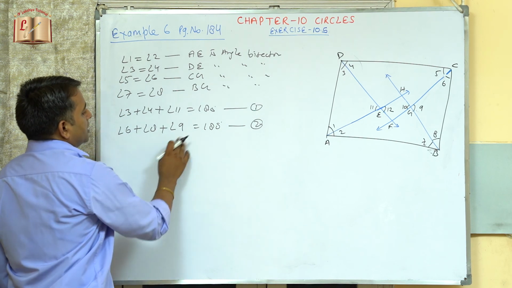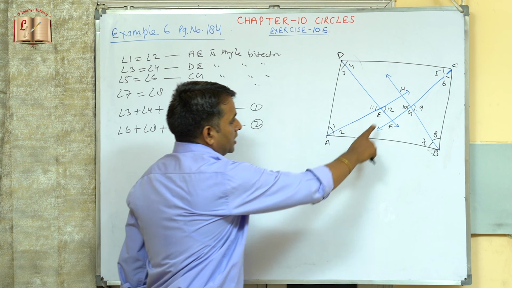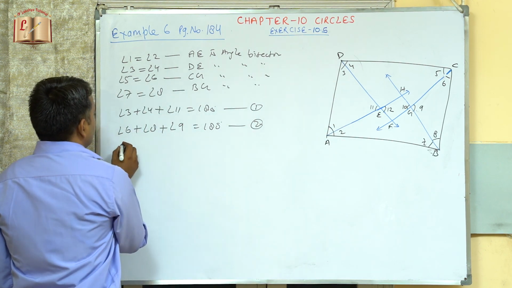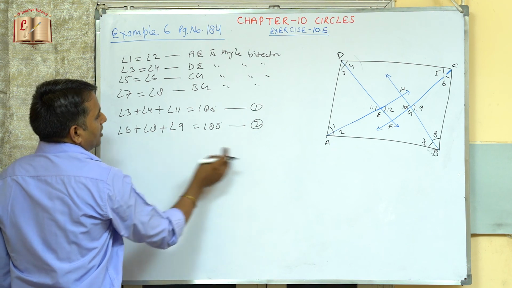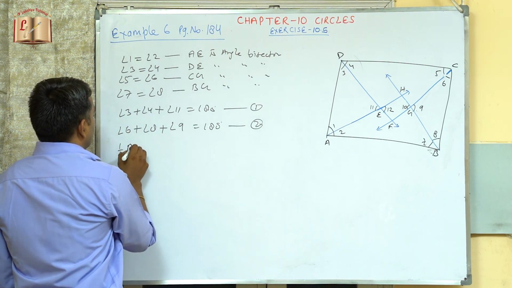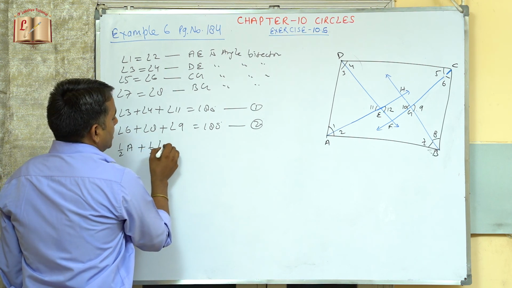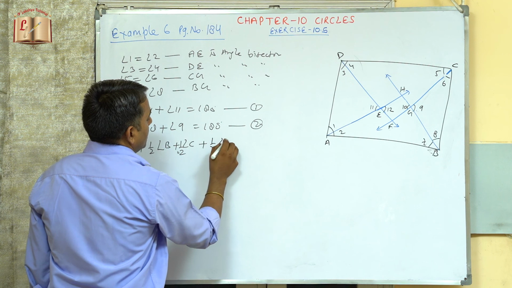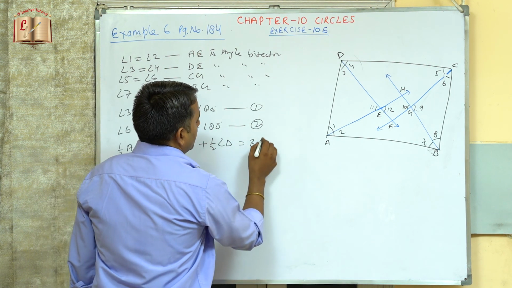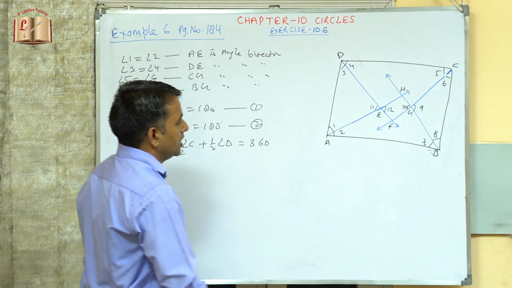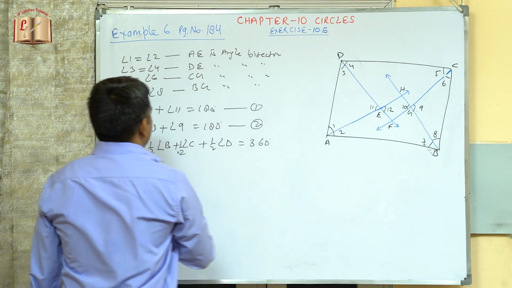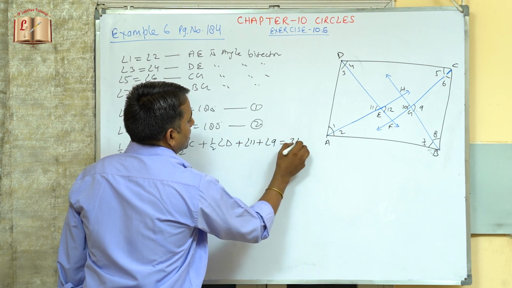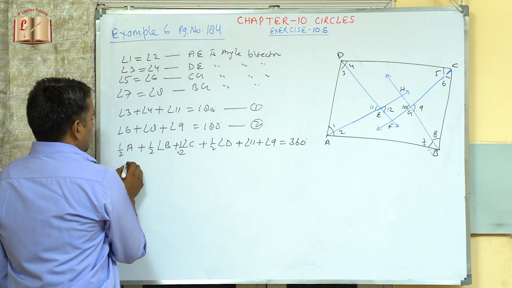Now we can find out these two angles. These are the angle bisectors already given, so we can write angle 3 as half of angle D, or this is half of angle A. So half of angle A plus half of angle B plus half of angle C plus half of angle D, plus angle 11 plus angle 9, will be equal to 360 degree. Now we can take half as common.